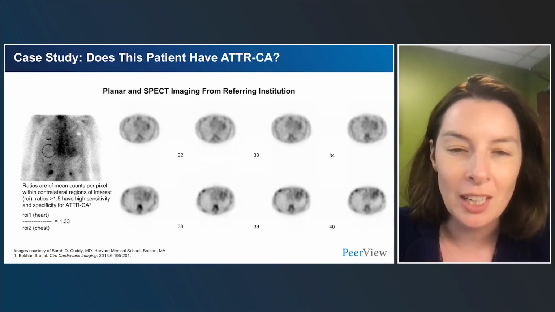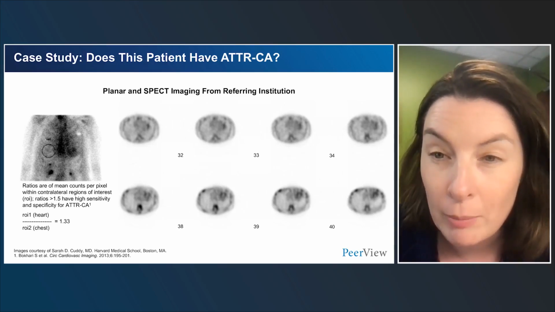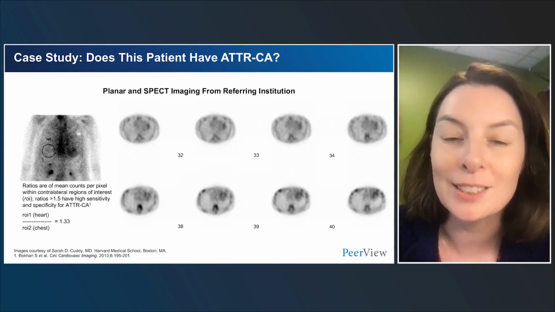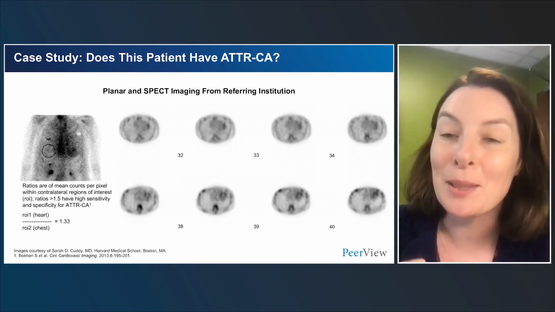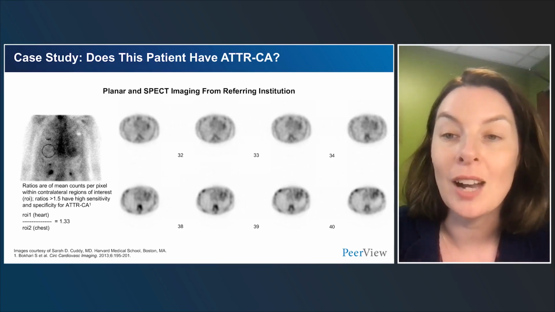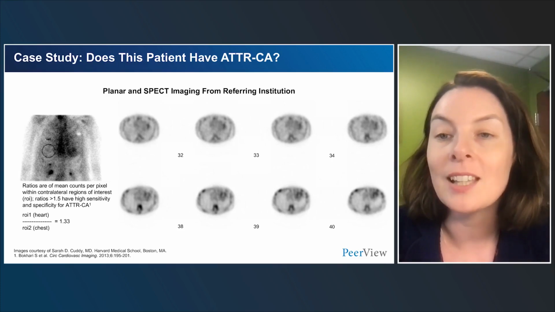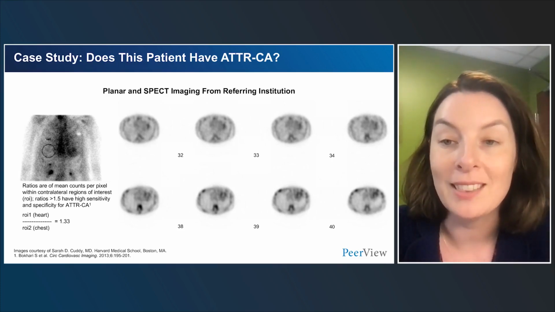So here we see the SPECT imaging, and yeah, there's uptake. It looks like the uptake is equal to the rib uptake that I can see, but I'm not exactly certain if the uptake is within the myocardium or if it's within the blood pool, because often we can see radiotracer activity within the blood pool. So we weren't sure of this, so we decided to call the patient in and repeat their scan.